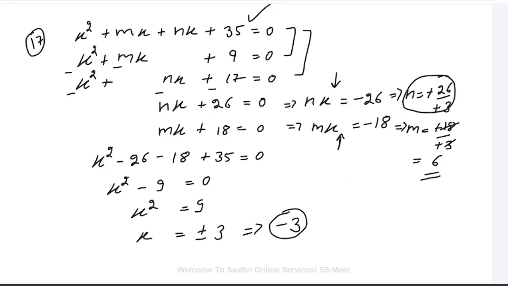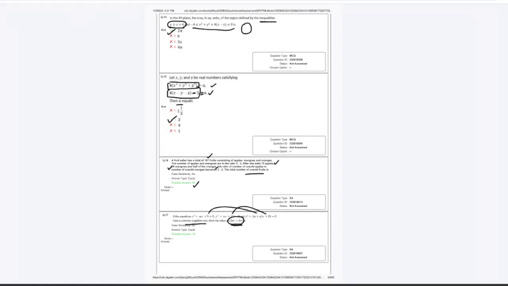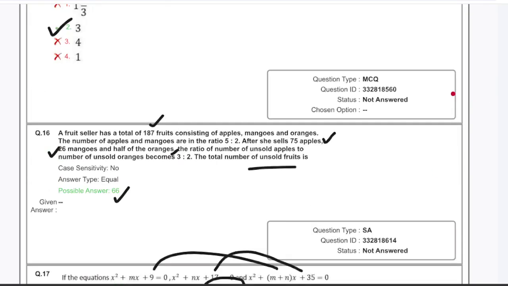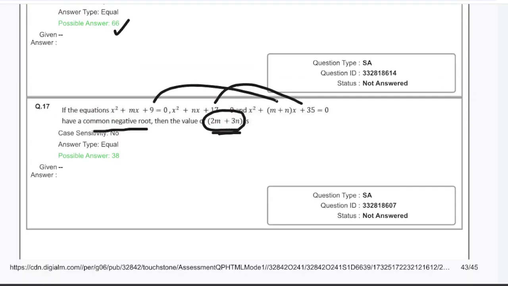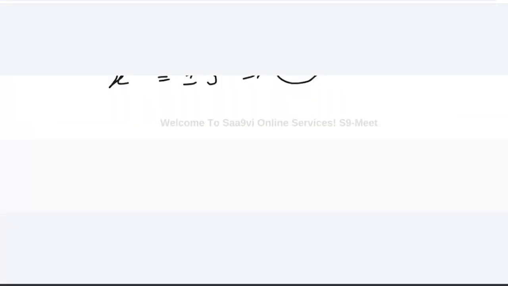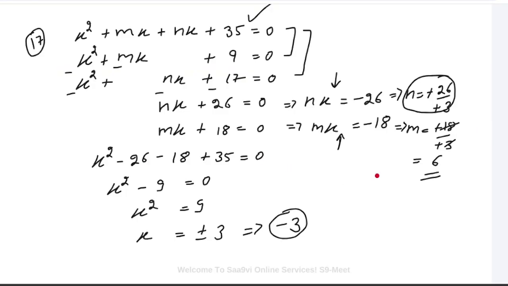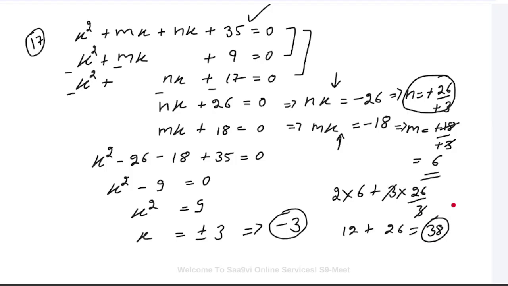Now the question they've asked is the value of 2m plus 3n. So 2m, that is twice of 6, 12, plus 3 into 26 by 3, this gets cancelled. So we get 12 plus 26. The answer is 38. So that is the answer we get. Again, an easy one, doable one.